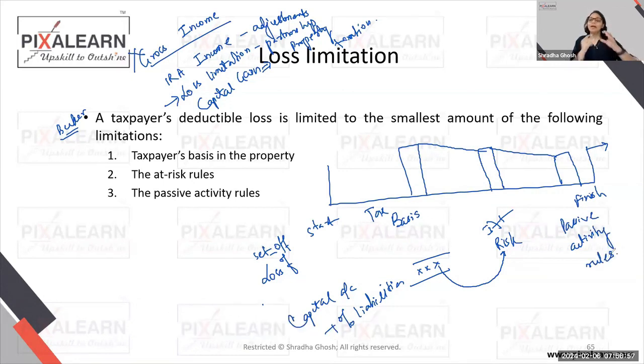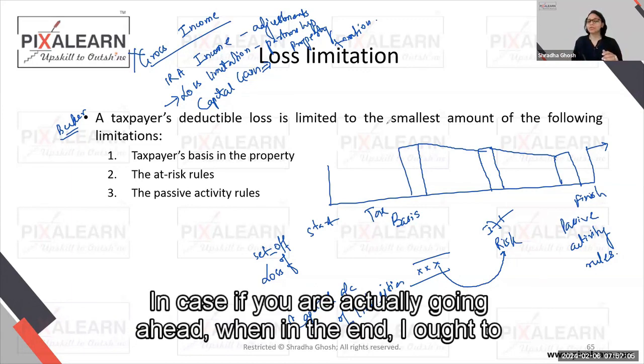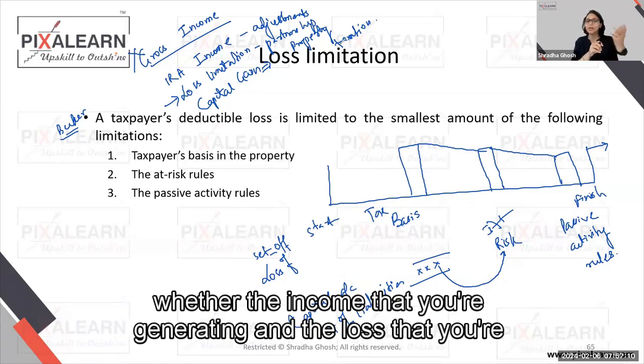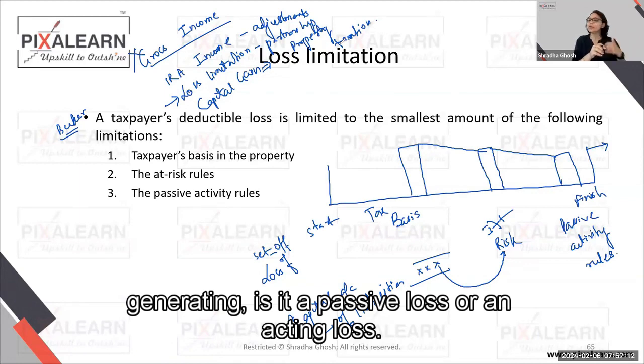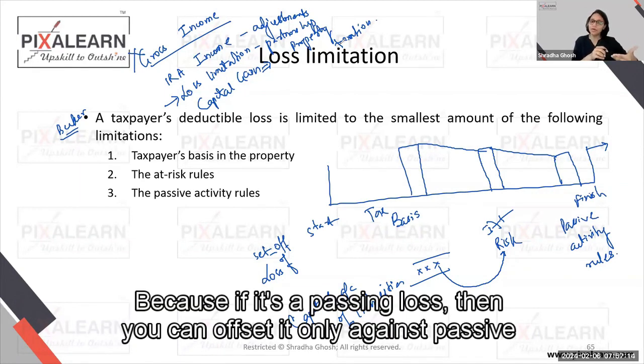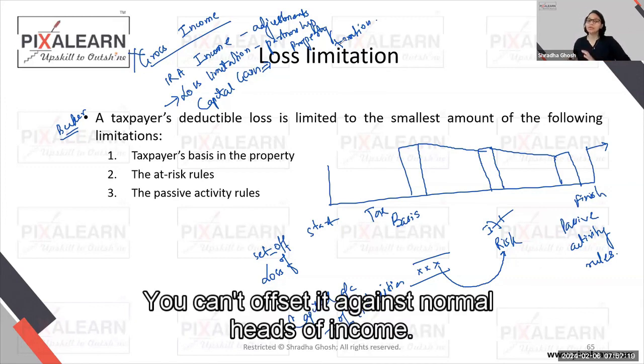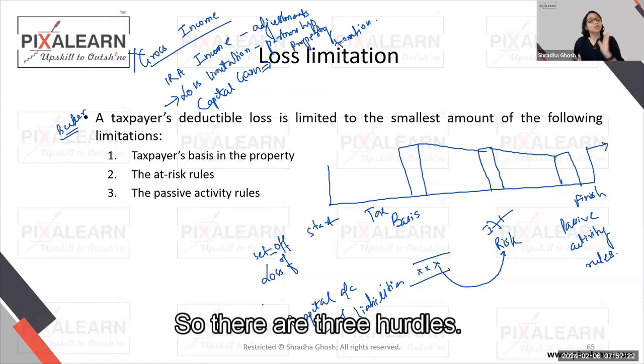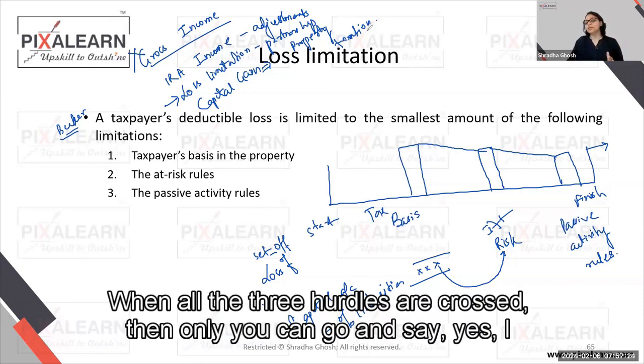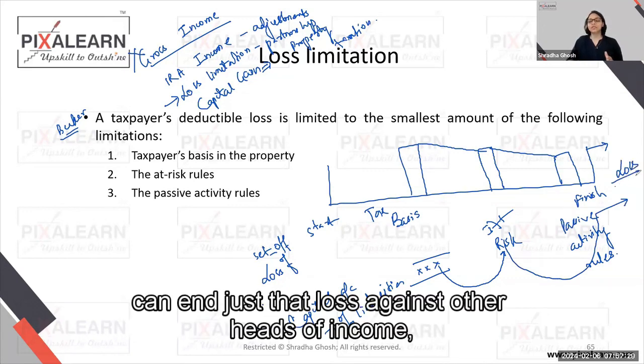What do you mean by that? I have a business loss. Can I offset it? First I need to know whether you have a tax basis. Then I need to know how much of it will be a loss. And in the end, I want to know whether the loss you're generating is a passive loss or an active loss. Because if it's a passive loss, then you can offset it only against passive heads of income. You can't offset it against normal heads of income. So there are three hurdles. When all three hurdles are crossed, then only can you say, yes, I can adjust that loss against other heads of income.